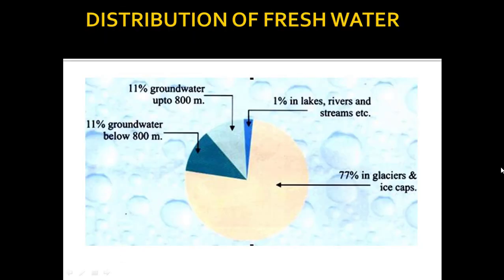Let's see the distribution of fresh water on planet Earth. As you can see in this pie diagram, the larger part, 77%, is in the form of glaciers and ice caps, and 11% is groundwater, at an approximate depth of 800 meters, and 11% is surface water. Only 1% is lakes, rivers and streams that we use for our day-to-day needs.